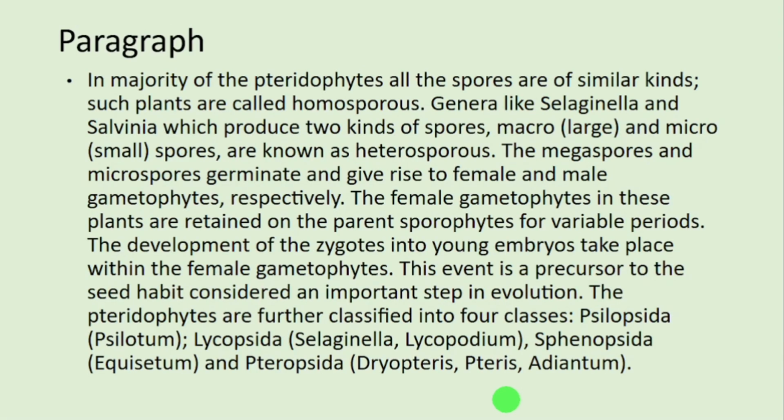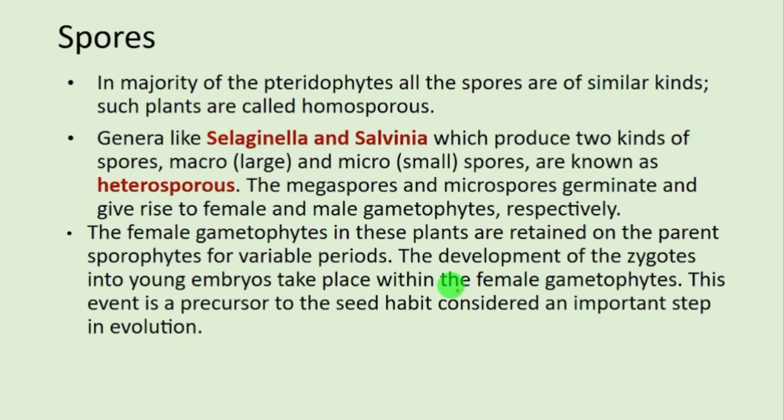Now next paragraph, it talks about the spores. So in majority of pteridophytes, all the spores are of similar kind. So because they are similar, they are called homosporous. So Selaginella and Salvinia, these are important examples. This is frequently asked. They produce two kinds of spores, macro and microspores. And since they are different, okay, in sizes, in morphology, so this will be called heterosporous.